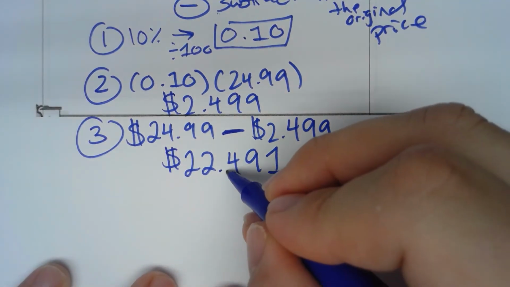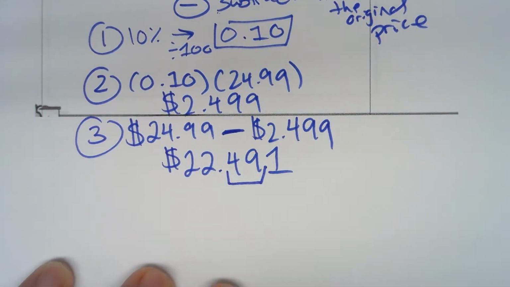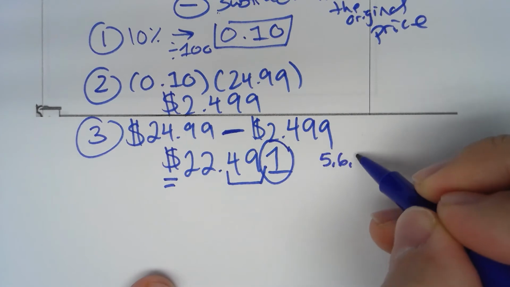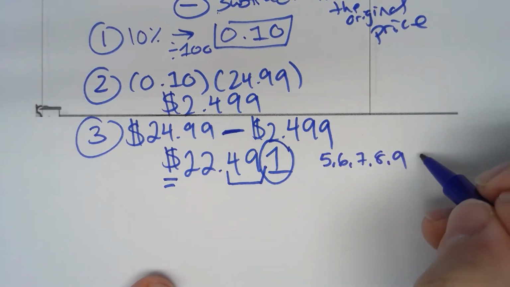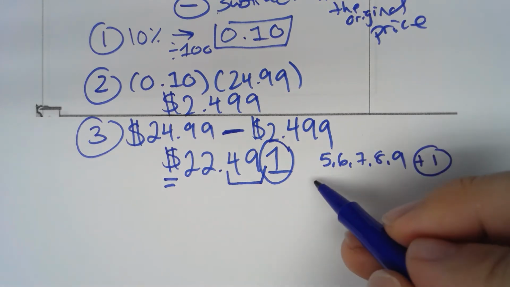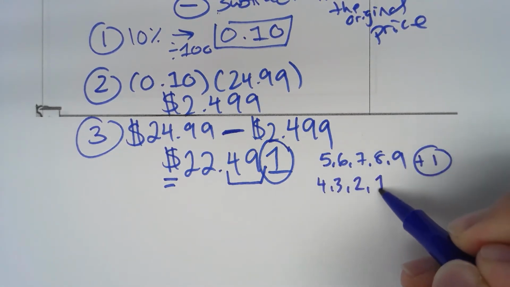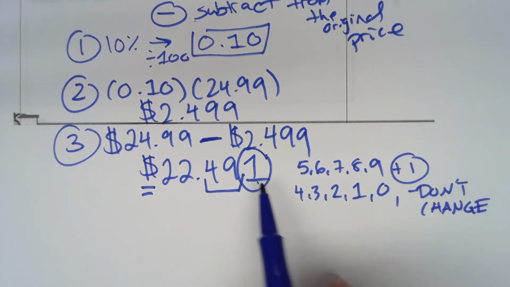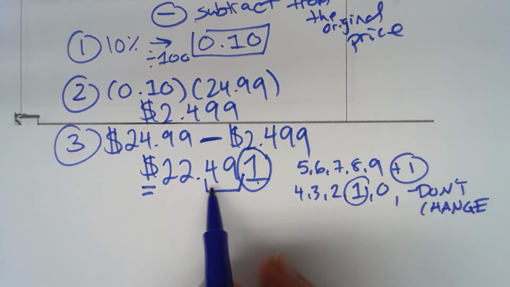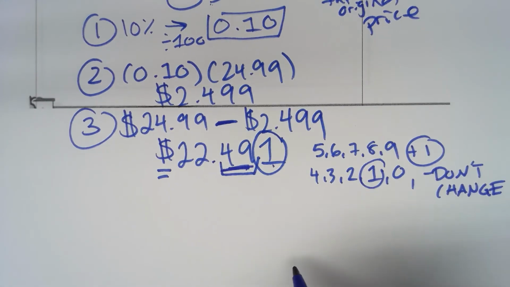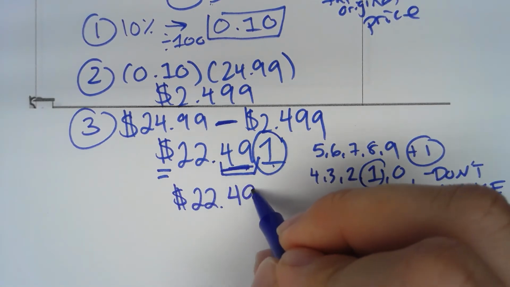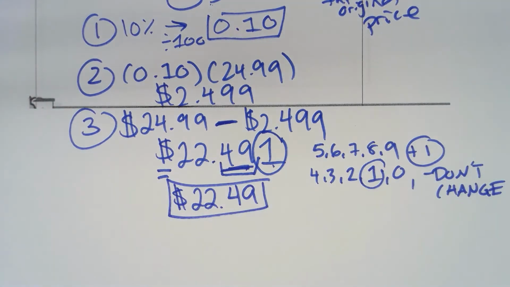Okay, remember, I only need 2 decimal places when I am dealing with money. So let's look at this number. If this number is 5 or more, I need to add 1 more. If it's 4 or less, 4, 3, 2, 1, 0, I don't change it. I leave it alone. Okay? So this number is 1. That means I don't change this 49. I leave it alone. So the final price that I pay after my discount is $22.49.